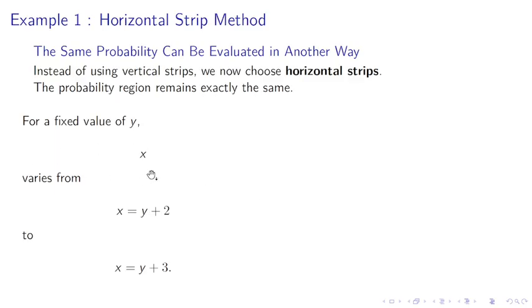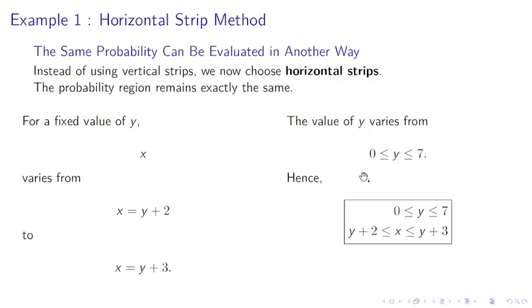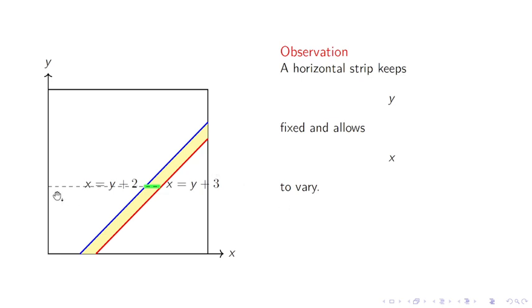For a fixed value of y, x varies from x = y + 2 to x = y + 3. The value of y varies from 0 to 7. Hence, the range of y is 0 to 7. In the vertical case, we fixed x and found the range of y. Here, y + 2 ≤ x ≤ y + 3. This is the area. From horizontal strips, we can get the same answer both ways.